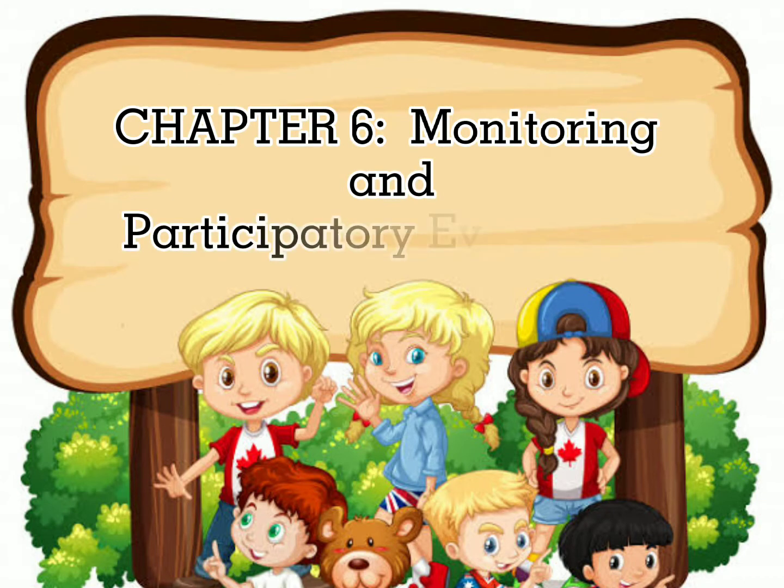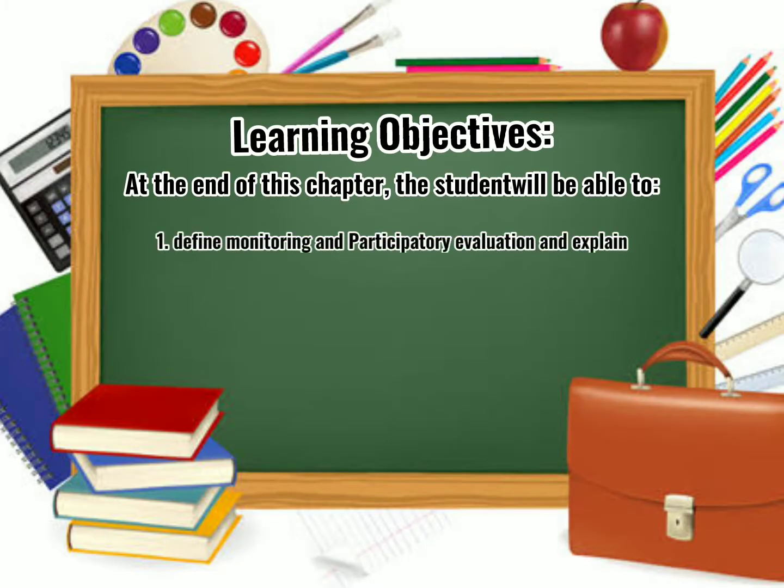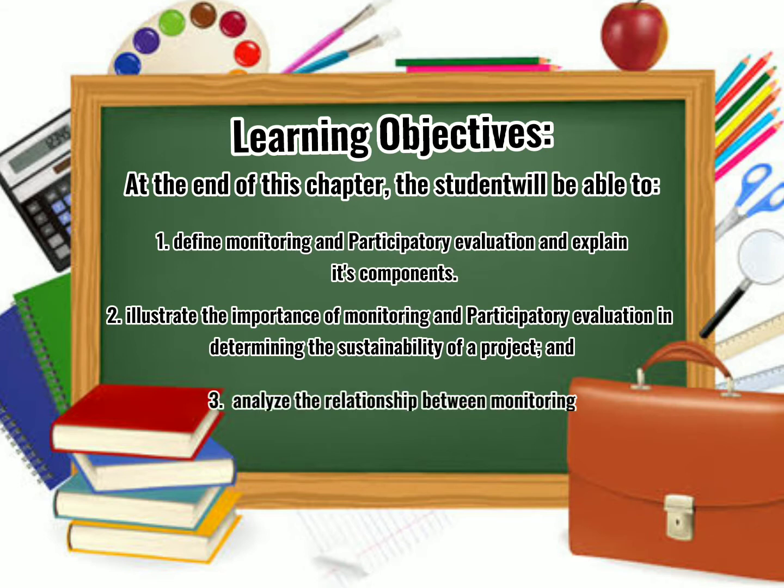Chapter 6, Monitoring and Participatory Evaluation. Learning Objectives. At the end of this chapter, the student will be able to, first, define monitoring and participatory evaluation and explain its components. Second, illustrate the importance of monitoring and participatory evaluation in determining the sustainability of a project. And last, analyze the relationship between monitoring and participatory evaluation.